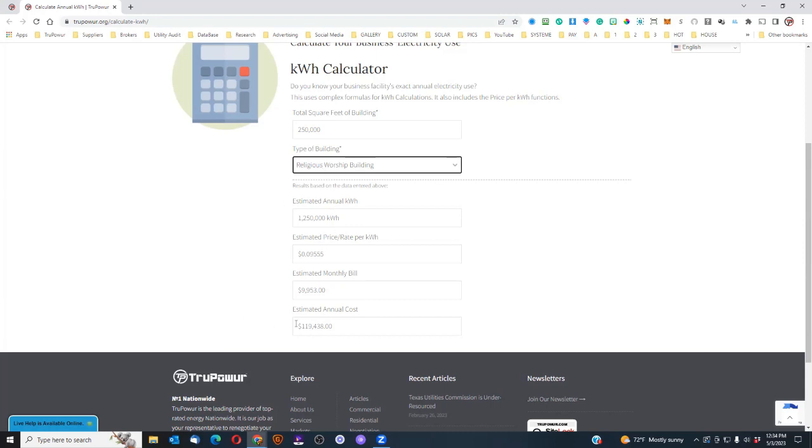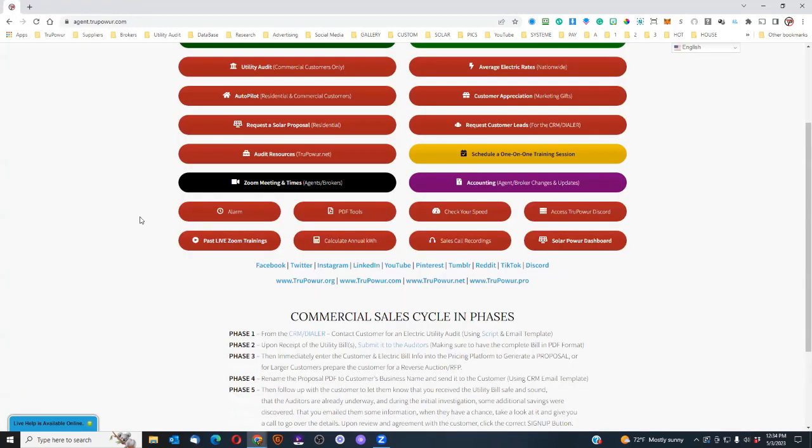So this is a very handy tool if you are trying to get a rough idea as to how much energy that business is using, just to double check yourself.